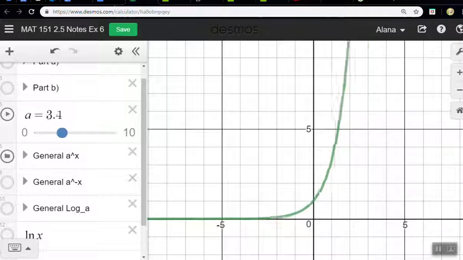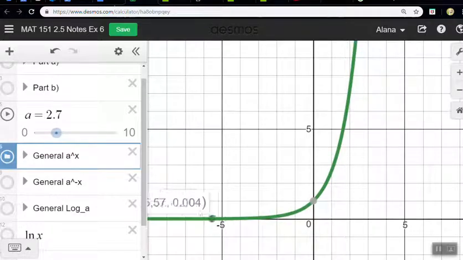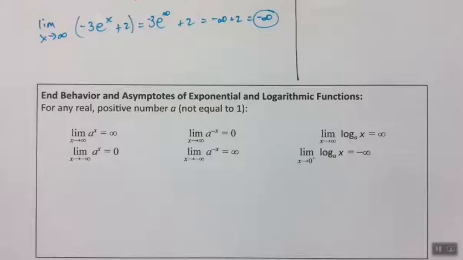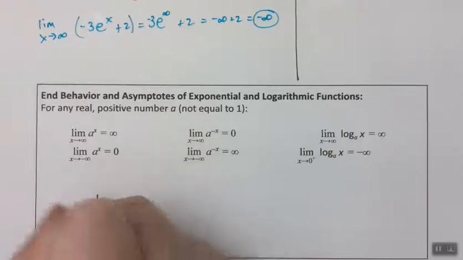But look at what all these functions have in common. As x goes to infinity, y goes to infinity as well. As x goes to negative infinity over here, y goes to 0. So looking back at our page right here, these ones look like, let me just draw you a graph real quick.